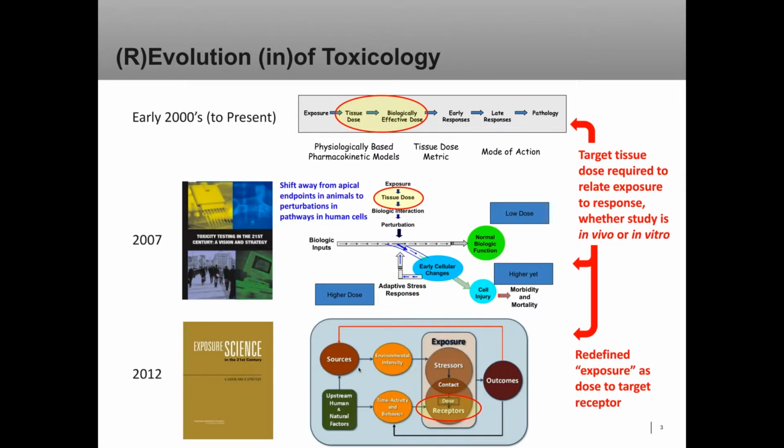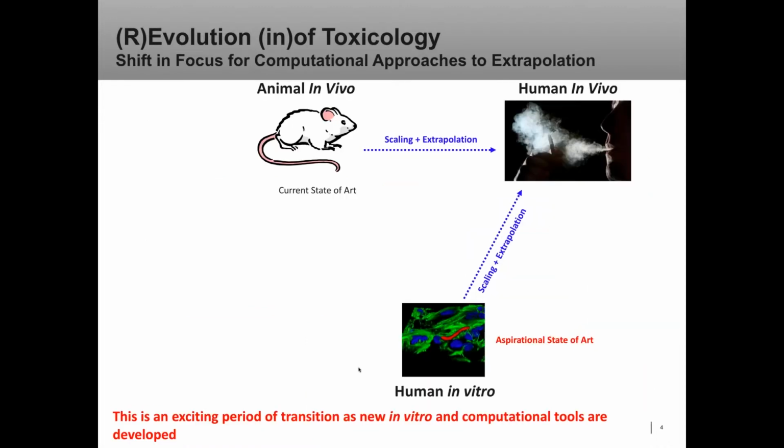In 2012, the National Academy of Sciences also released a report that redefined exposure science as the dose to target receptor that drives the adverse outcomes, bringing the two formerly disparate fields of research together. Pharmacokinetic modeling sits at the juncture between these two fields and NAS reports. So today we're in a current period of transition towards achieving this vision.